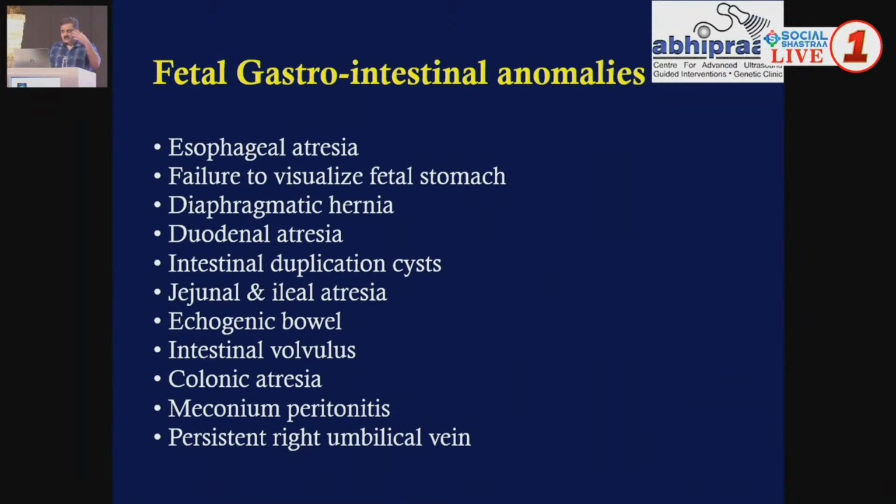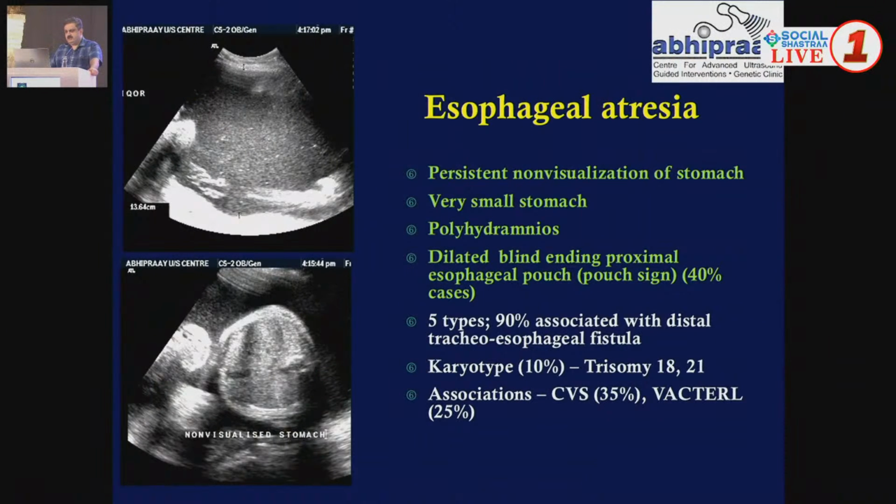So coming to anomalies and starting from proximal, you have the esophageal atresias where you have persistent either non-visualization or a persistent small sized stomach associated with polyhydramnios. You can have the dilated blind ending proximal pouch, but that is not always seen, mind you. It is seen in almost 40% of the cases. There are 5 known types, 90% of them are associated with distal tracheoesophageal fistulas.